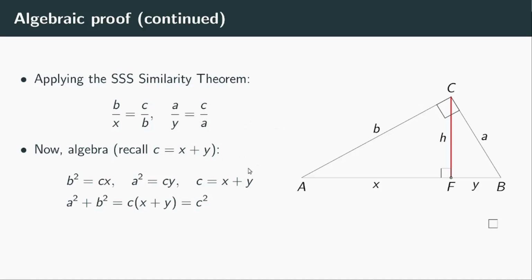So now we just do a little bit of algebra. I'm going to cross multiply my two statements involving ratios, right? So that first one gives me b squared equals cx. The second one gives me a squared equals cy. And then I'm reminding us from before that c is equal to x plus y. So now if I take a squared plus b squared, I get cx plus cy. I factor the c, so I get c times x plus y. And then I substitute back in what x plus y is, and that gives me c squared. And that completes the proof of the Pythagorean theorem using this algebraic argument and similar triangles.